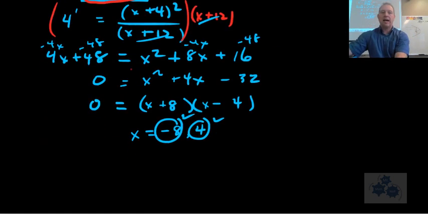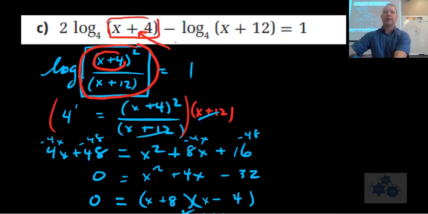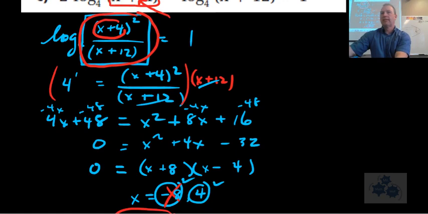So in that case, negative 8 is rejected. So x equals positive 4 only. Okay, so we've got to go back to the original question there. Okay, everybody got that?